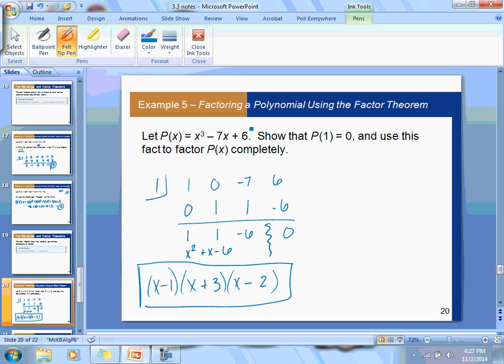Okay, so synthetic division has a lot of uses. It can help us do faster substitution. It can help us to completely factor a big polynomial, or a polynomial that has a really high degree to it.